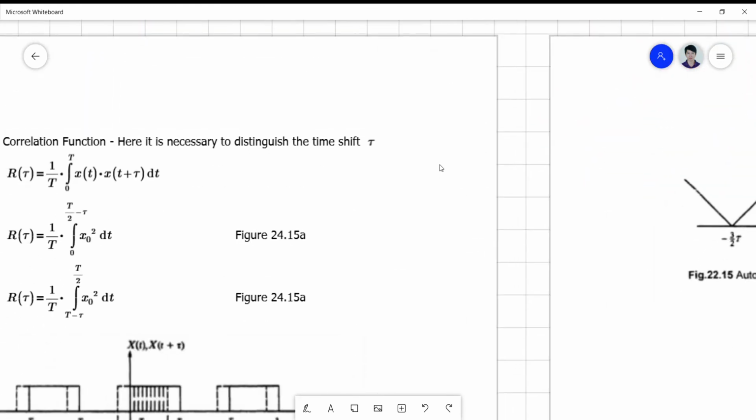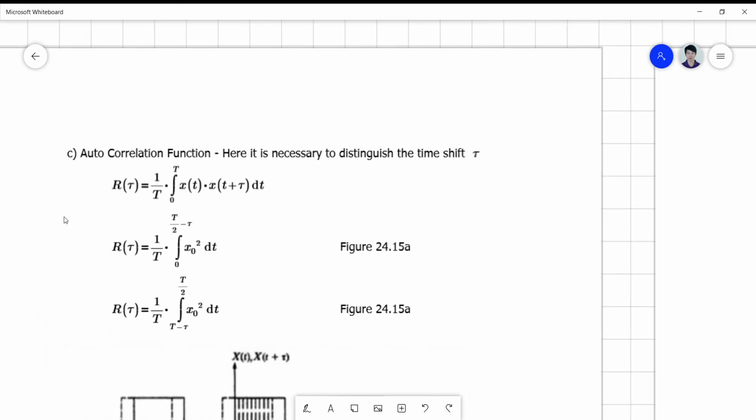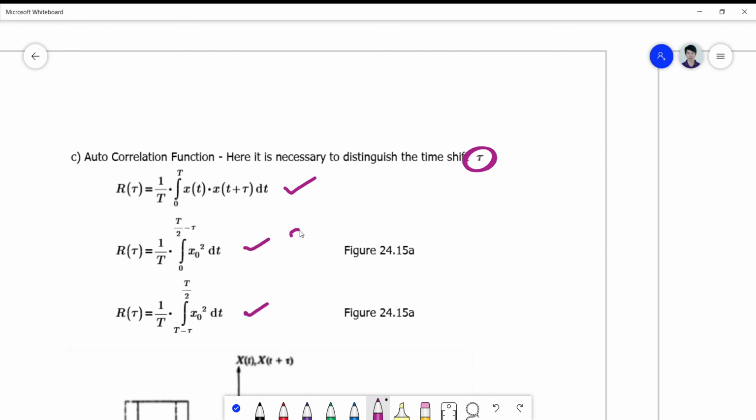Now I'm interested in the autocorrelation. Let's look here. On the autocorrelation function, it is necessary to distinguish the time shift tau. So this is now the key. The key on the autocorrelation is this one. This is your formula for tau, xt plus tau dt. So you have to find first what your tau is. Let's look into how these two equations were met. The question here is, how did you get this?